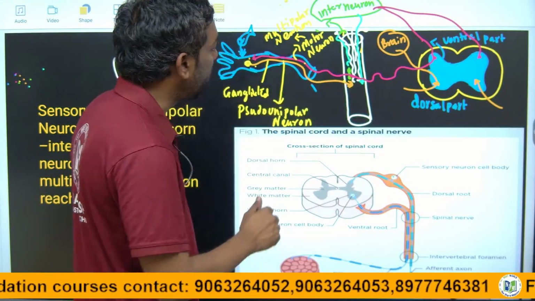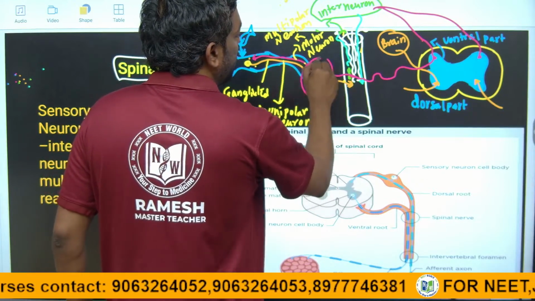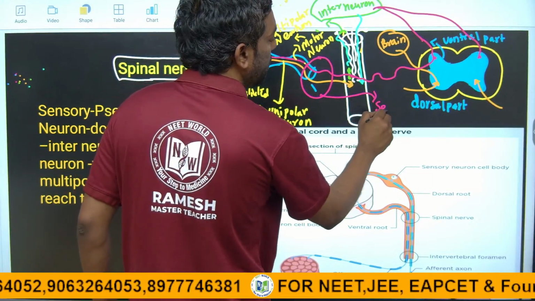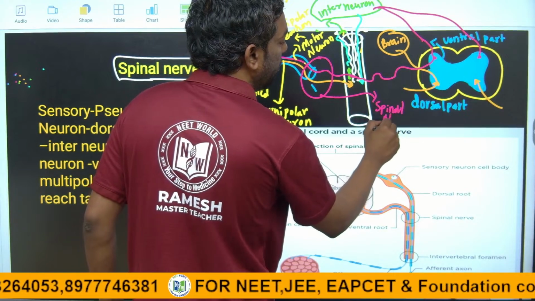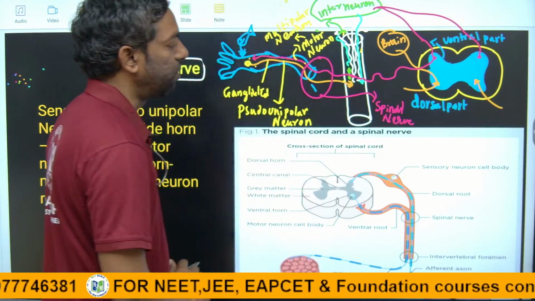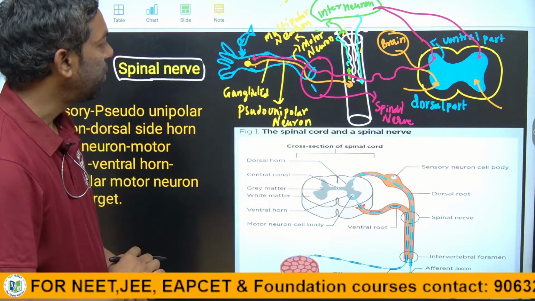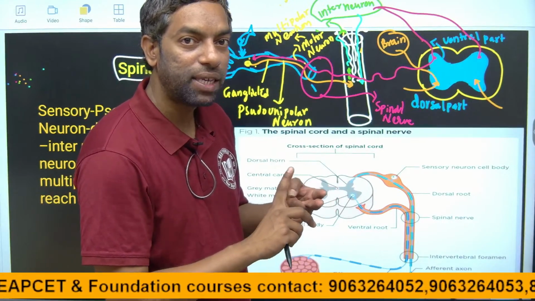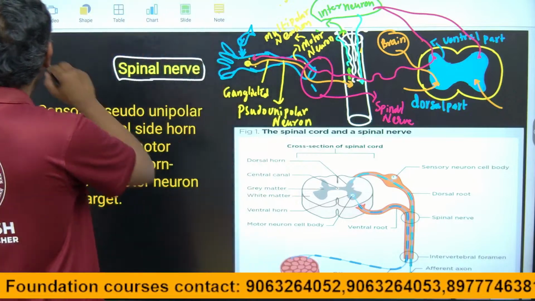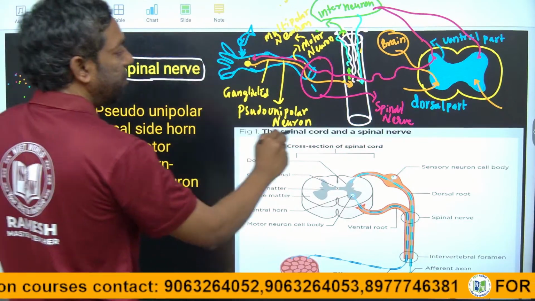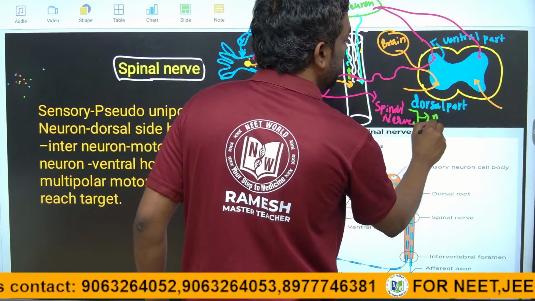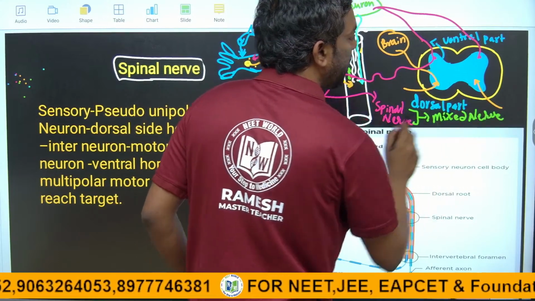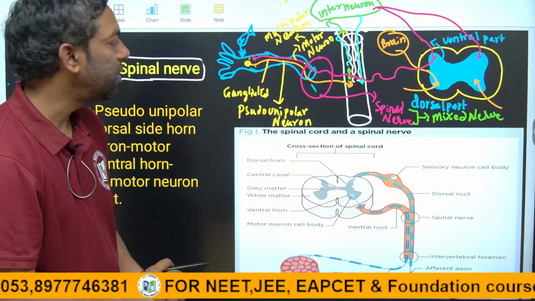These nerves we can call spinal nerves, guys. Here you have to look at what a spinal nerve is. Spinal nerve is a mixed nerve. This is the most important concept. Spinal nerve is a mixed nerve. How is it a mixed nerve?